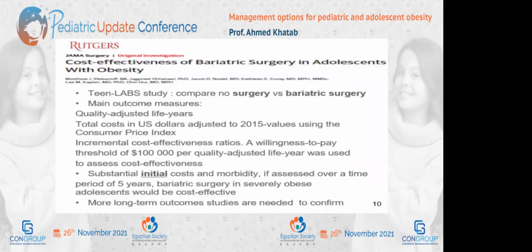Now, this is a study of cost effectiveness of bariatric surgery, where they compared no surgery to bariatric surgery, and evaluated outcomes, whether quality adjusted life years or total cost in US dollars. They concluded that there are substantial initial costs and morbidity, but if assessed over a time period of 5 years, bariatric surgery in the severely obese adolescent would be cost effective. There are also obviously more long-term outcome studies needed to confirm this.